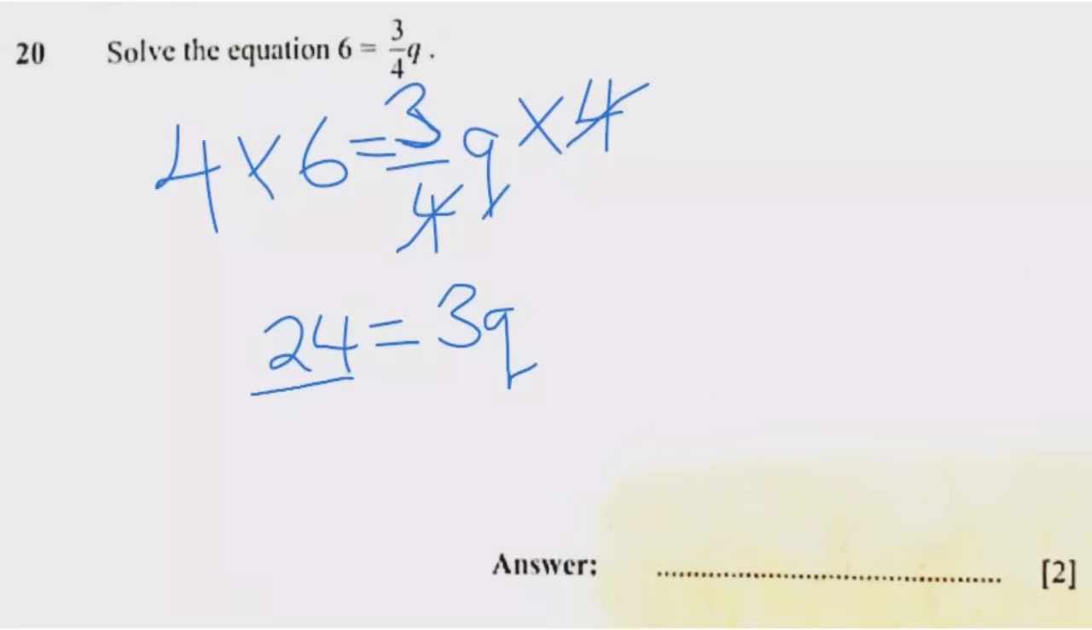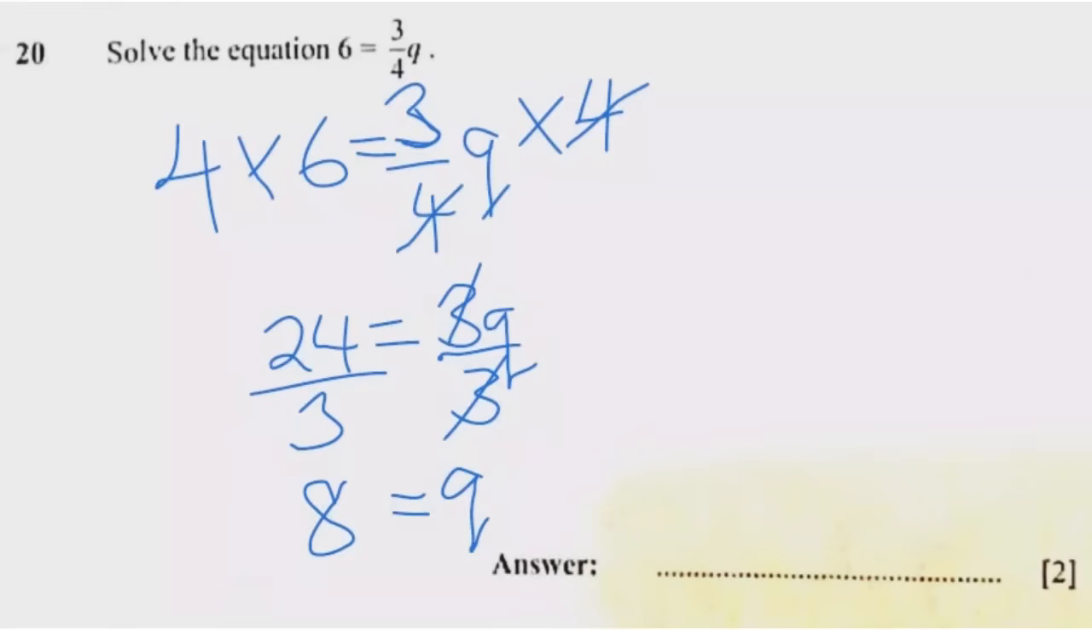Then we divide both sides by 3, not by q. We divide both sides by 3 so that we remain with q on one side of the equal sign. So this 3 and this 3 cancel each other out, leaving us with q, which is equal to 24 divided by 3, which gives us 8. So we are saying 8 is equal to q, or q is equal to 8.